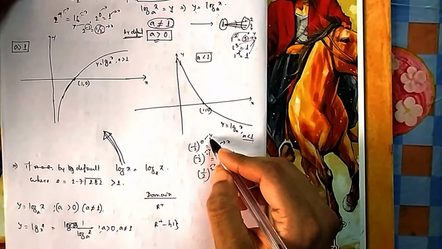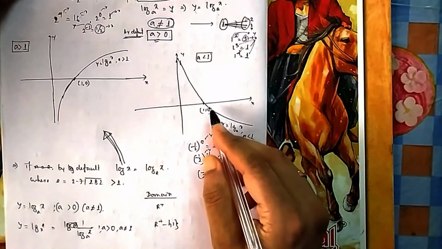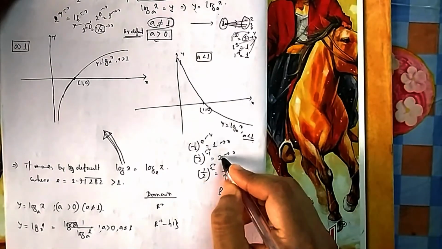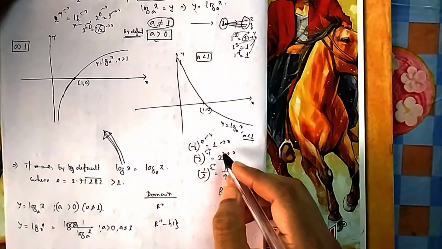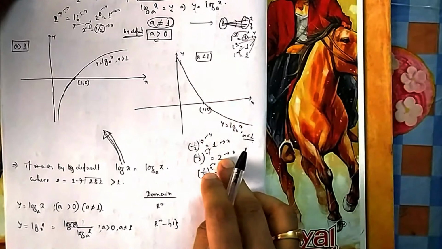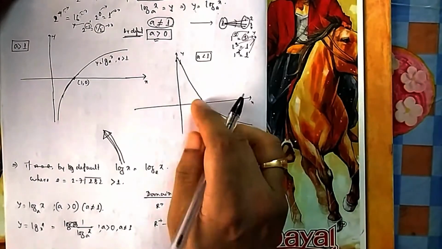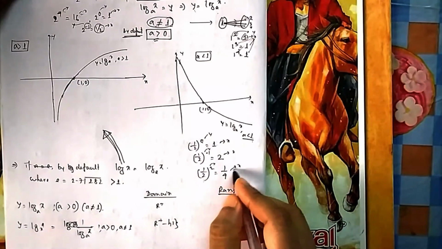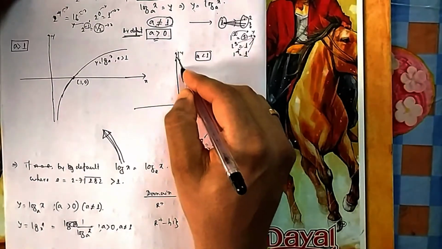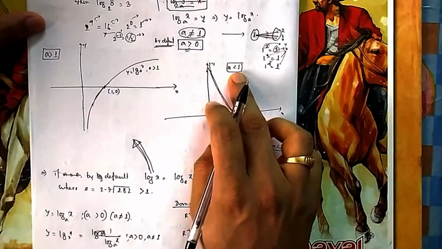So half to the power 0 is 1. Again, if your input is 1, then output is 0, so it will go to (1, 0). Now if input is 2, then your output is negative. So if you keep on increasing from 1, if you give more values greater than 1, then your output is negative. So the graph is reversed. And if you give values less than 1, suppose it is 1 by 4, then your output is positive 2. So it will come like this. So this is the graph for log x if a is less than 1.